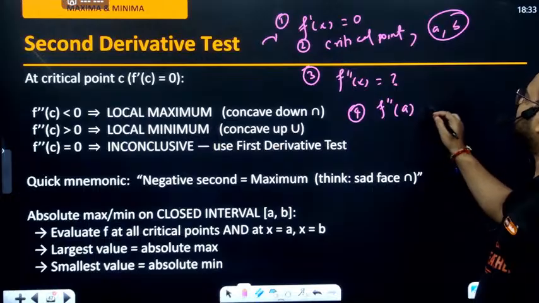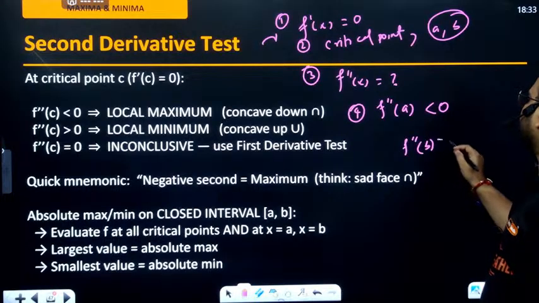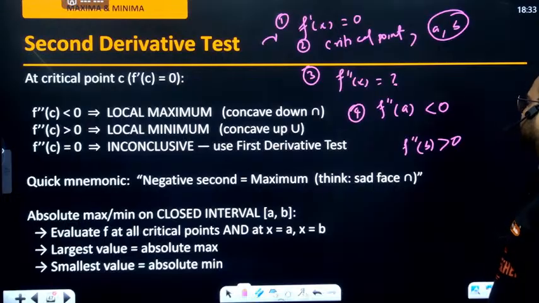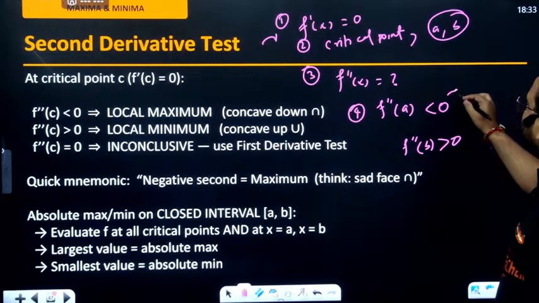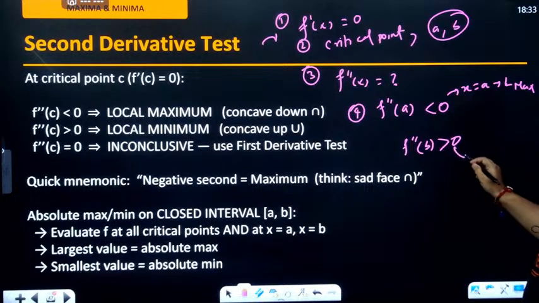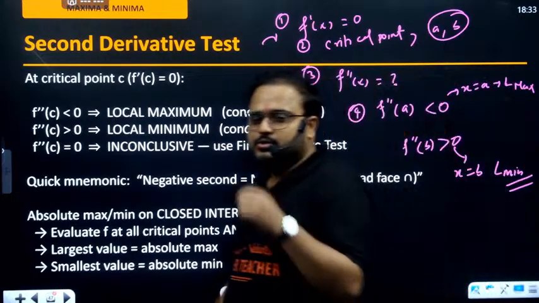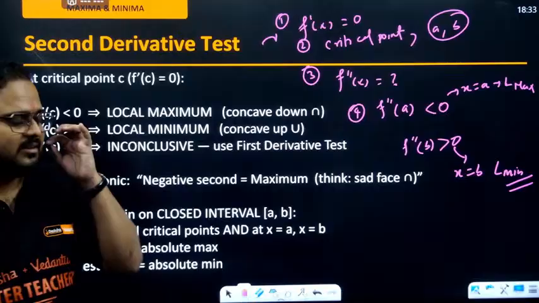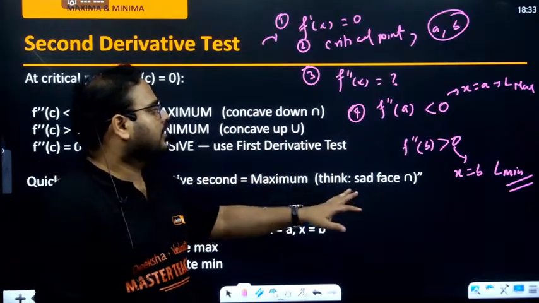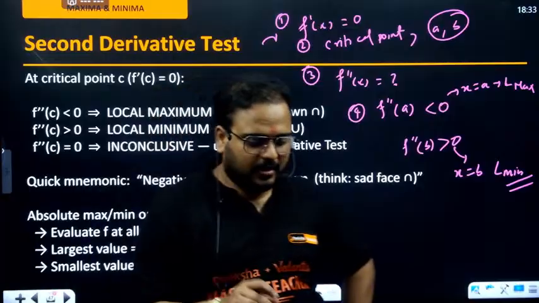If f double dash of a is negative or f double dash of b is positive, depending upon the question: if it is negative, then x equals a is a local max. If it is positive, then x equals b is a local min. So x equals a will be local maxima when the double derivative is less than 0. When the double derivative is more than 0, it will be a local minima.